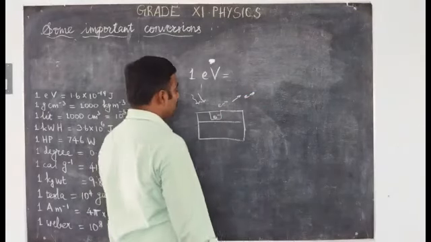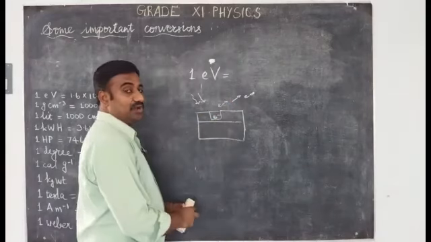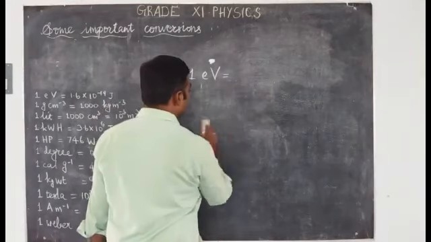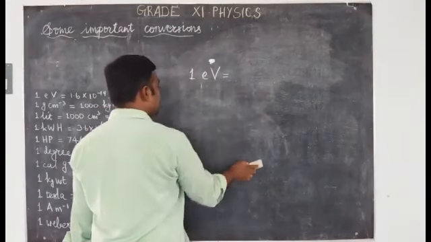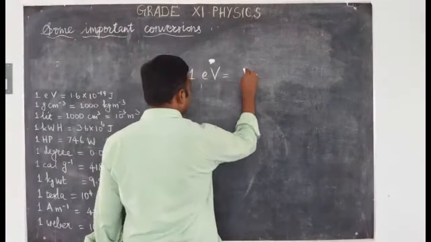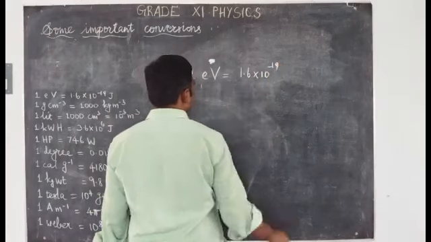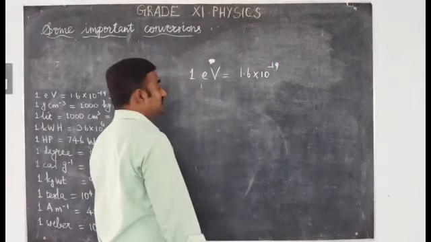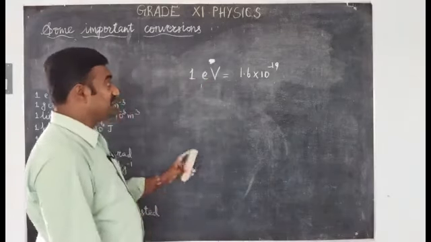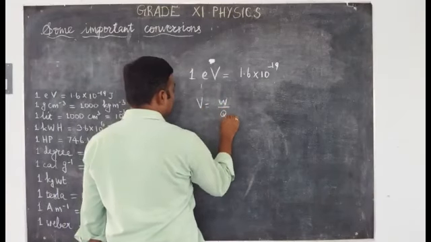So in the case of photoelectrons, the energy given to remove the free electron from the metal surface is called the work function. In the work function case, we use this electron volt. So 1 electron volt is nothing but, what is the charge of an electron? The charge of a single electron is 1.6 into 10 to the power minus 19 coulomb. We know potential difference is equal to work done by charge.